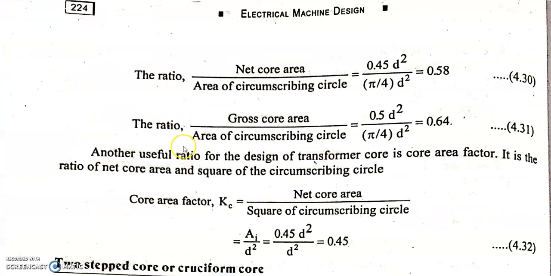And we are going to define three factors. One is the ratio between net core area and area of the circumscribing circle. So that is 0.45 D square by pi D square by 4, so we are getting 0.58. Another ratio is between gross core area and area of the circumscribing circle. The gross core area is 0.5 D square, so we are getting 0.64 as the value.